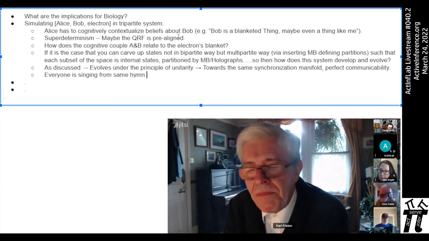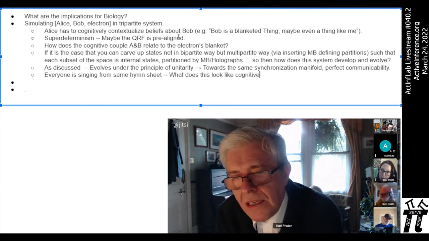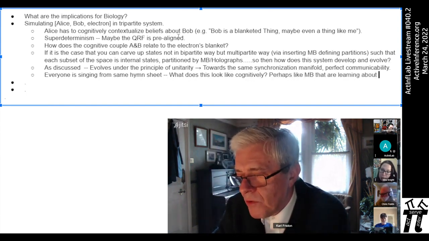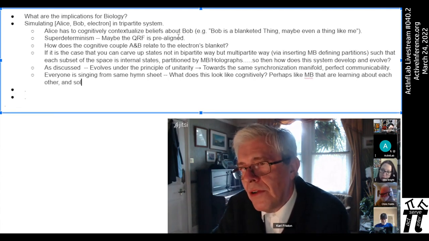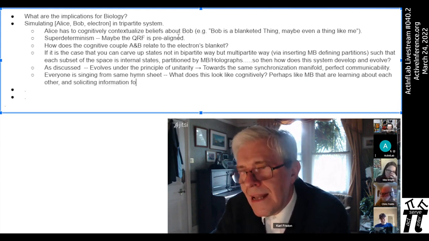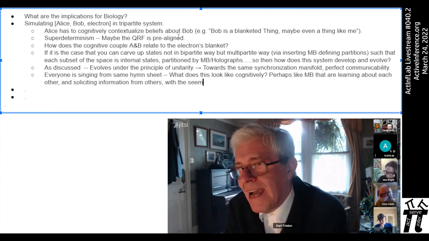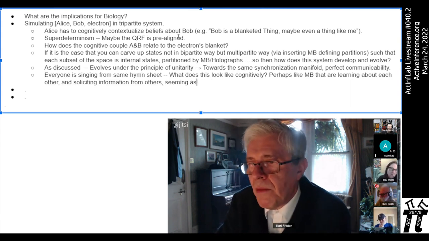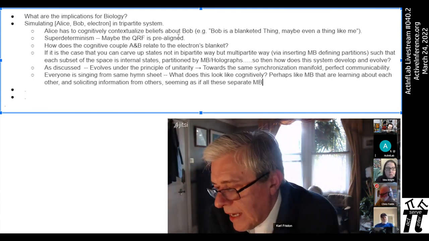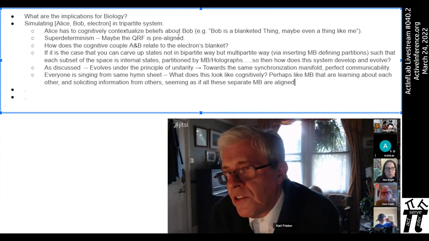What would that look like cognitively? Well, it would look as if the Markov blankets were trying to learn about each other, and to the extent that they can act on each other, they're going to try and solicit the kinds of outcomes that would enable them to learn about each other. So we're now going to get a situation that is driven by the imperative towards mutual predictability and entanglement. That's an illusion. All that is actually happening is that the system is becoming entangled, but it will look as if all of these separate Markov blankets or sets of internal states are aligning in a mutually compatible way their QRFs so that they can exchange and predict each other.